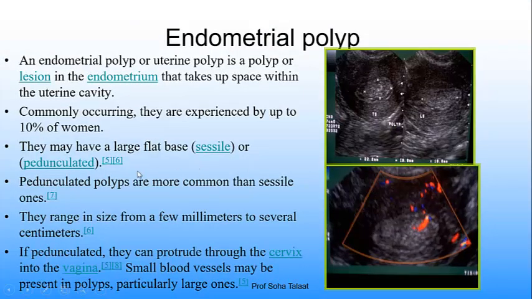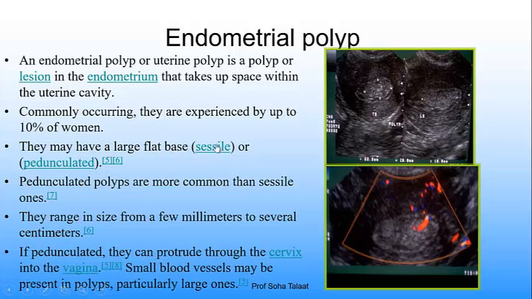Regarding endometrial polyps, which are the most common especially in the childbearing age group, what is an endometrial polyp? The endometrial polyp or uterine polyp is a lesion in the endometrium that takes up space within the uterine cavity. So we put it as a differential diagnosis of intracavitary masses. It commonly occurs; 10% of women may experience the presence of a polyp at any time of their life. They may have a large flat base.